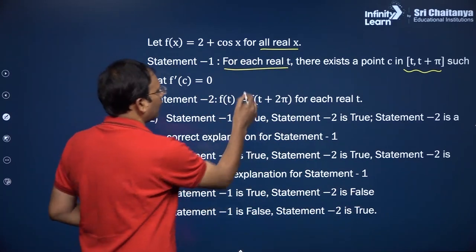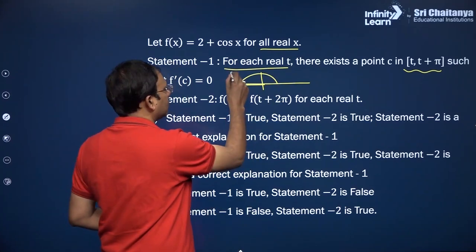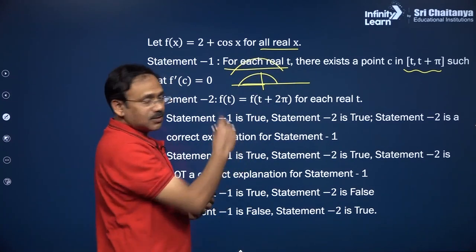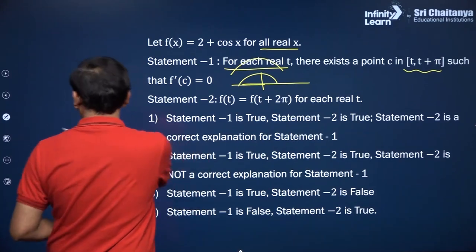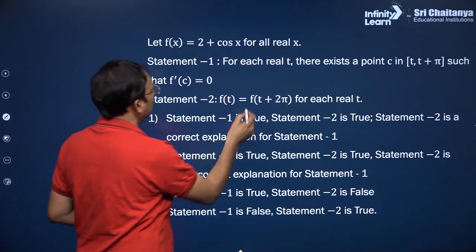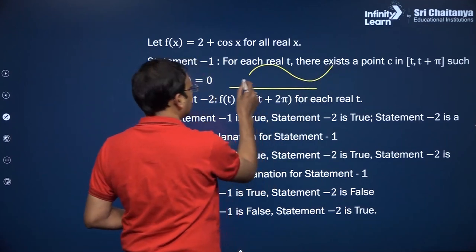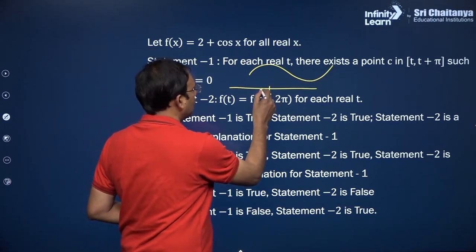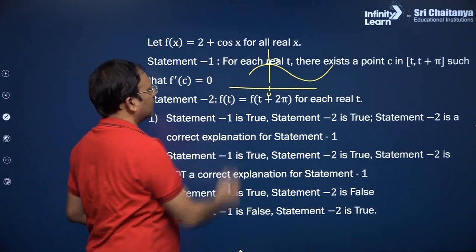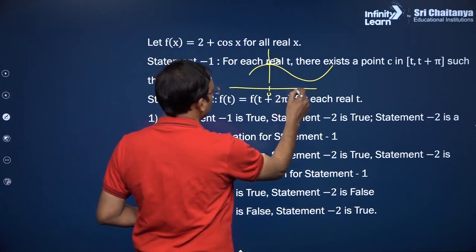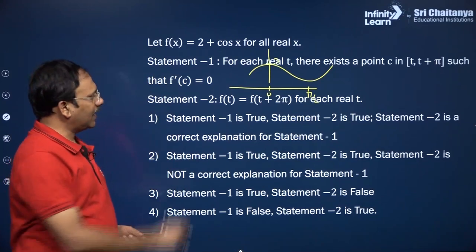Here, if you take the cos x graph from 0 to pi, it will be like this. 2 plus cos x means it shifts by 2 units, that's it. But the curvature and the maxima, minima will remain the same. So the graph of this particular function, 2 plus cos x, when this is the x axis, will be like this. Suppose this is 0. In that case, it is going to be 3 here, because cos 0 is 1, and 2 plus 1 is 3. And when it is pi by 2, cos 90 is 0, so it is going to be 2, like this, it will be moving.